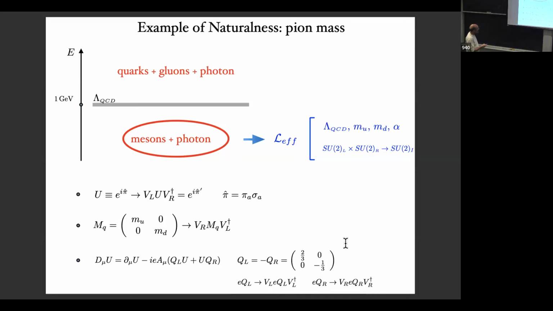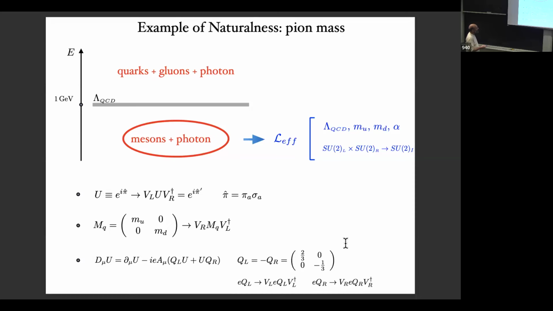And the covariant derivative, as usual, has the ordinary derivative, and there's the action of the charge. Now, it turns out that the charge acts left and right in this form, 2/3 and minus 2/3, which is nothing but the charges of the quarks. So this is the way it acts on this field U.